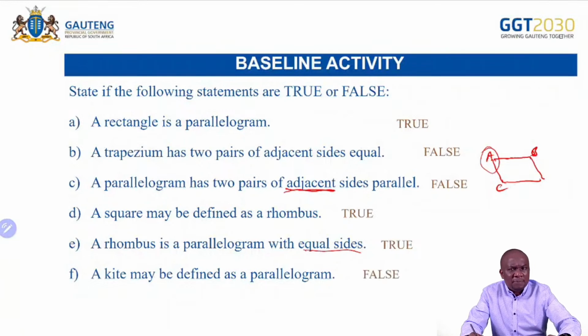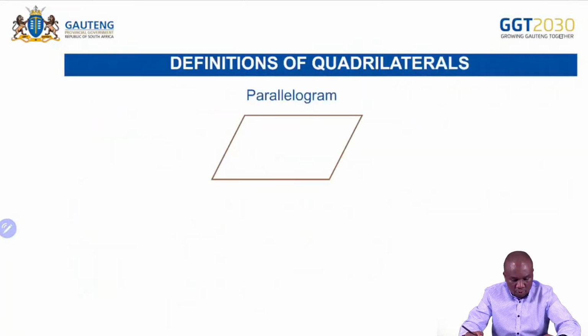So which quadrilaterals are parallelograms? You see, we will talk of the rectangle, the rhombus, and what? The square. They are parallelograms. And then the kite and the trapezium are not parallelograms, as you should have marked your work there.